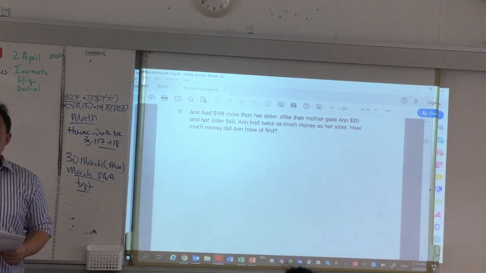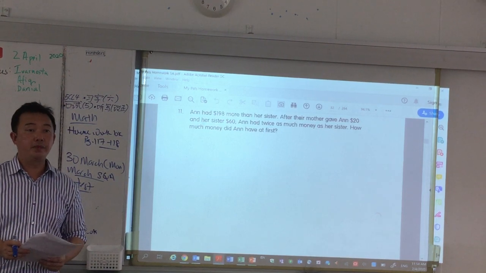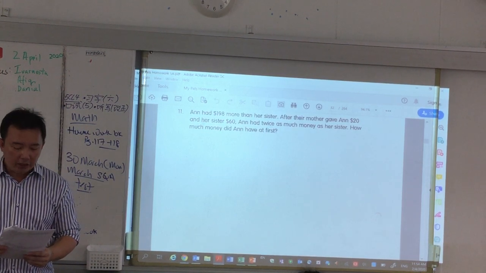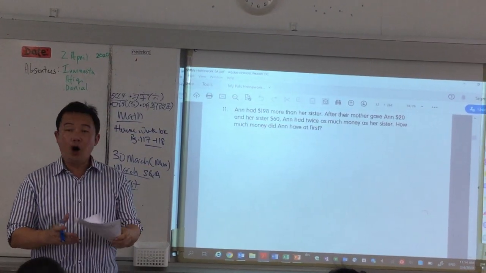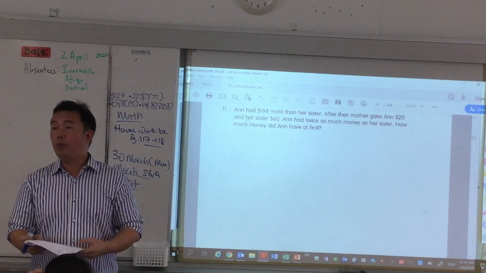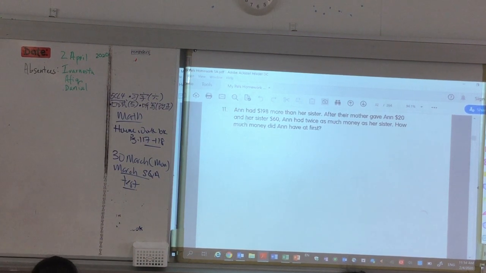Alright, now this question, the model drawing is actually very, very important. So I'm going to guide you with the model drawing. In fact, not just for this question, all the questions, okay, the model drawing is actually very important. So let's look at question 11.